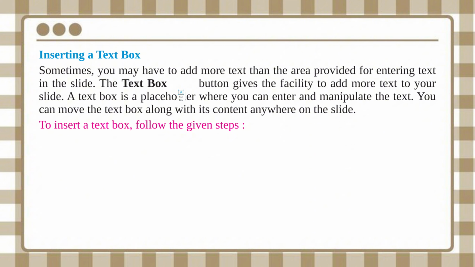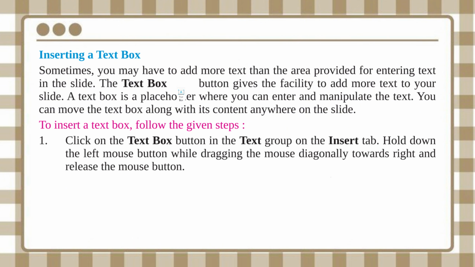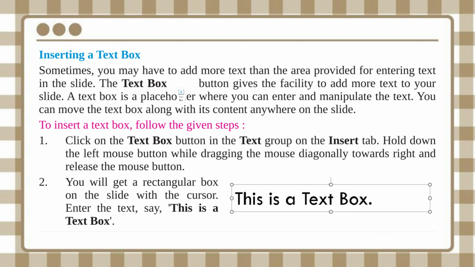To insert a text box, follow the given steps. 1. Click on the Text Box button in the Text group on the Insert tab. Hold down the left mouse button while dragging the mouse diagonally towards the right and release the mouse button. 2. You will get a rectangular box on the slide with the cursor. Enter the text. Say, "This is a text box."